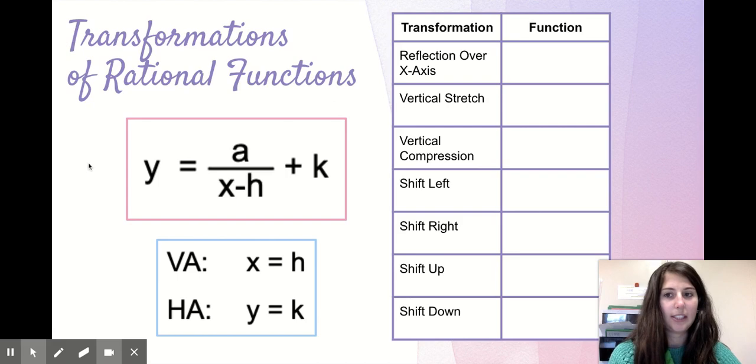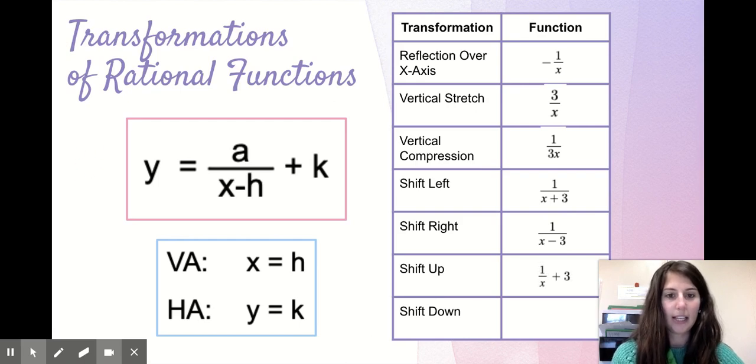For our transformations, here are some examples. A reflection over the x-axis for a rational function looks like this, negative 1 over x. A vertical stretch, for example, is when the a value is bigger than 1, 3 over x. Vertical compression, the a value is between 0 and 1, so 1 over 3x. Shift left, inside is opposite, so it looks like it should be an x minus, but we know it should be x plus, 1 over x plus 3. Similarly, shift right is 1 over x minus 3. Shift up, we have 1 over x plus 3 on the outside, and shift down, we have 1 over x minus 3 on the outside.